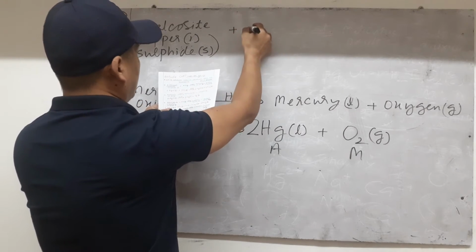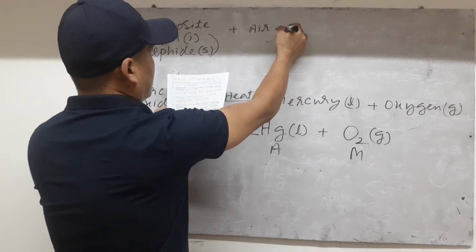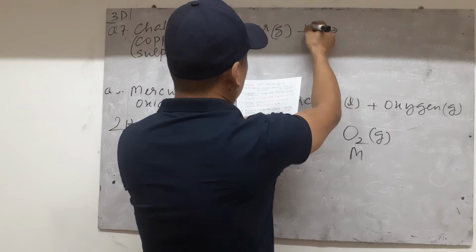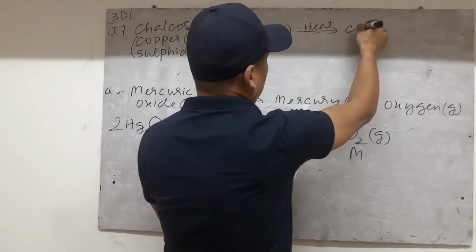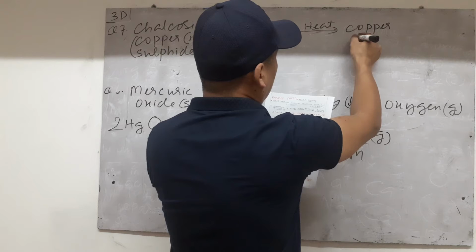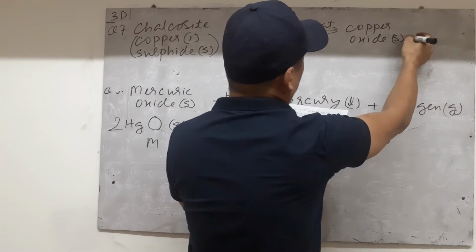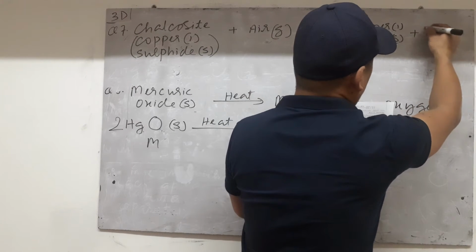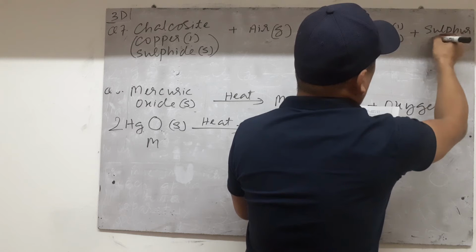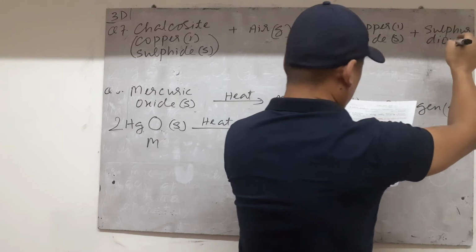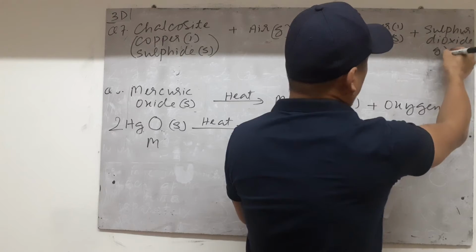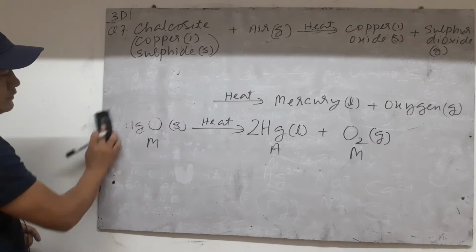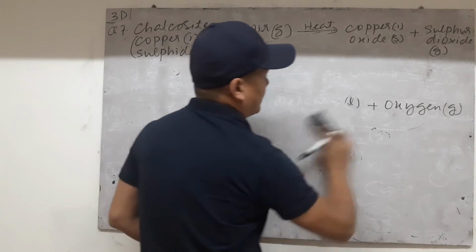On reaction with air, which is given as gas, and on heating, it gives copper 1 oxide in the solid form plus sulfur dioxide, as given in the question, which is the gaseous form. So use the question paper to write the chemical equation and balance it. Let's do that.